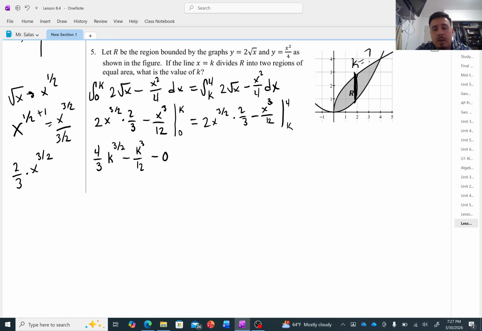Do not put the parentheses in your problem. This chunk is when I evaluate this whole part with a k. The 0 is when I multiply everything by a 0.